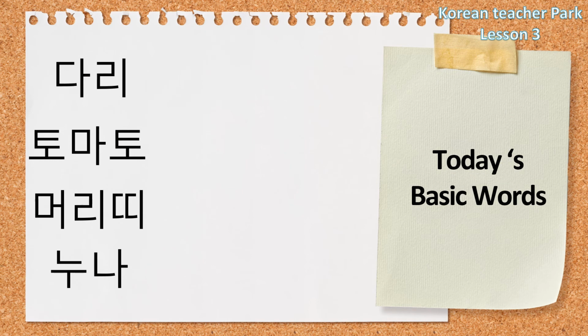Let's study today's basic words using the five consonants we learned already. First, how to read? Yes, 다리, 다리. What does 다리 mean? It means leg. How to say leg in Korean? 다리, 다리.